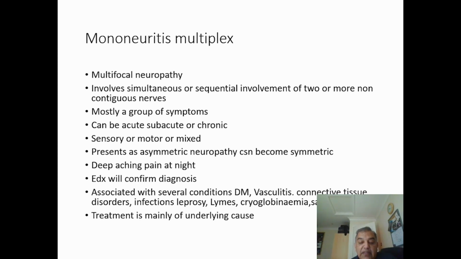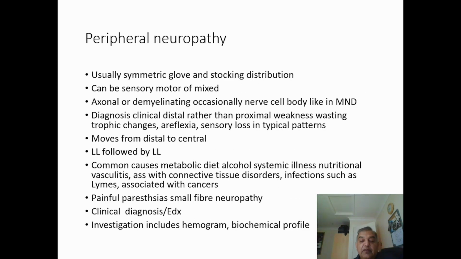There are underlying conditions like diabetes, vasculitis, connective tissue disorders, but infections as well, especially leprosy and Lyme's, are also responsible for this. Treatment is of the underlying cause, and sometimes there may not be any effective treatment for this. Now coming to the well-known peripheral neuropathy, which is usually symmetrical, glove and stocking in distribution.